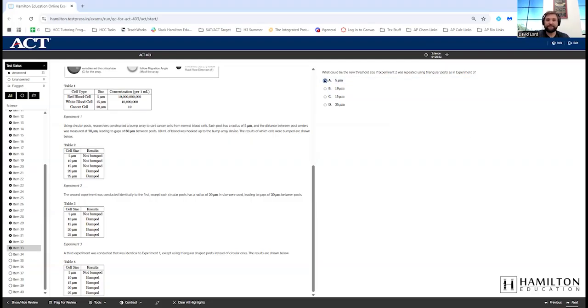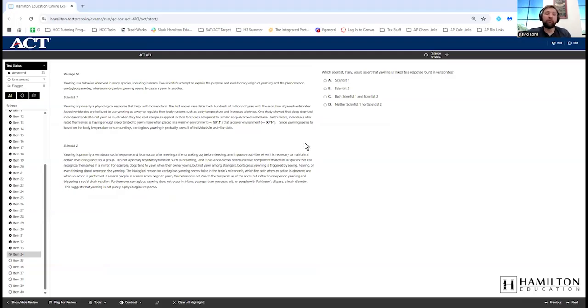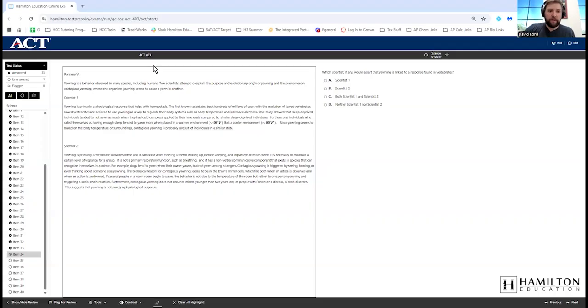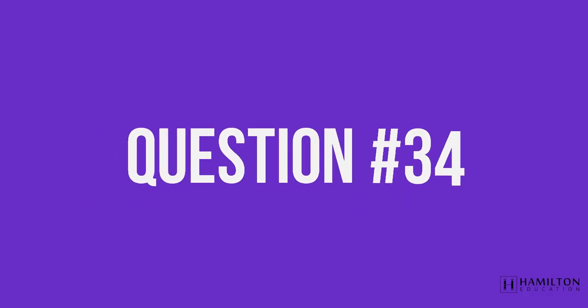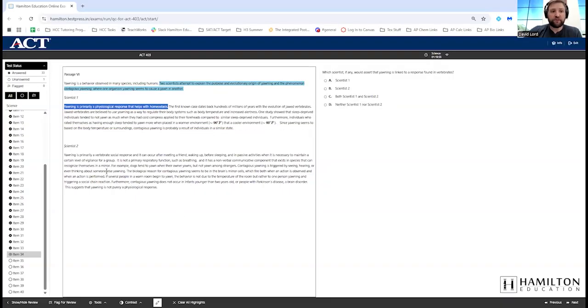All right, on to passage 6. All right, passage 6 is our conflicting viewpoints. We always have one of these per test. And in this case, we're comparing 2 different scientists. So let's take a moment and gather what they're talking about. So generally speaking, you want to kind of read the blurb to kind of understand the argument. So one thing I see right away is that they're trying to explain the purpose of evolutionary yawning and the phenomenon of contagious yawning. So how can we go about this? Well, first thing I notice is that scientist 1 thinks yawning is physiological, where scientist 2 thinks it's a social response.